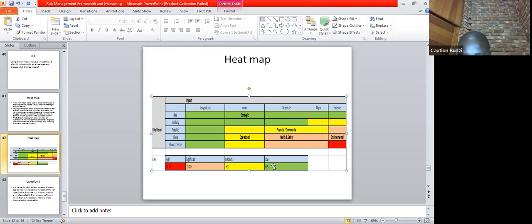It gives us a clear picture of the different risks and the extent to which they affect the organization in terms of the ranking. So this is the risk mapping. Basically, this is what we call risk mapping.